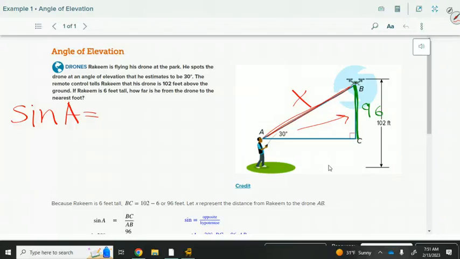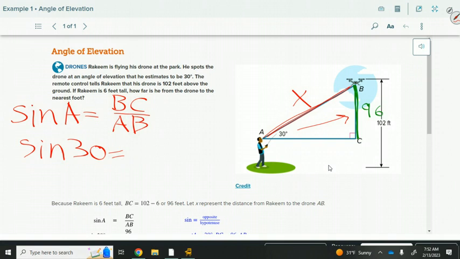So again, we're going to set that up. Sine of A is going to be the opposite, so the opposite is going to be that BC over top of AB. That's the ratio we're going to be using. And now we need to plug in the information that we know. So if we know the angle of A, so we have sine of A, in this case it's going to be that 30 degrees, so put 30. And now we're going to fill in the ratio. We know what BC is because we just subtracted 6 from 102, so now we're left with that 96. And then it will be over top of AB, but AB is what we're solving for, so I'm going to plug in x for it.